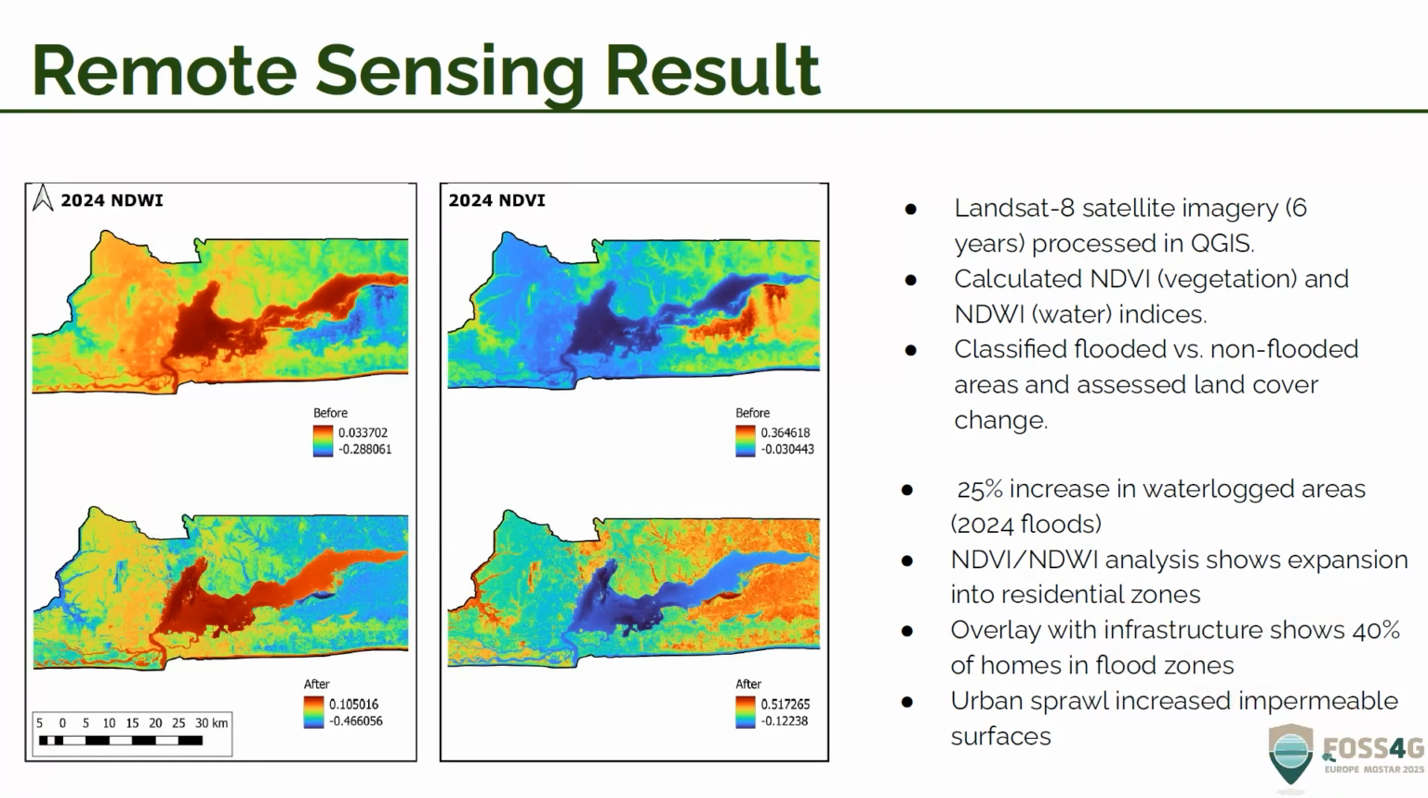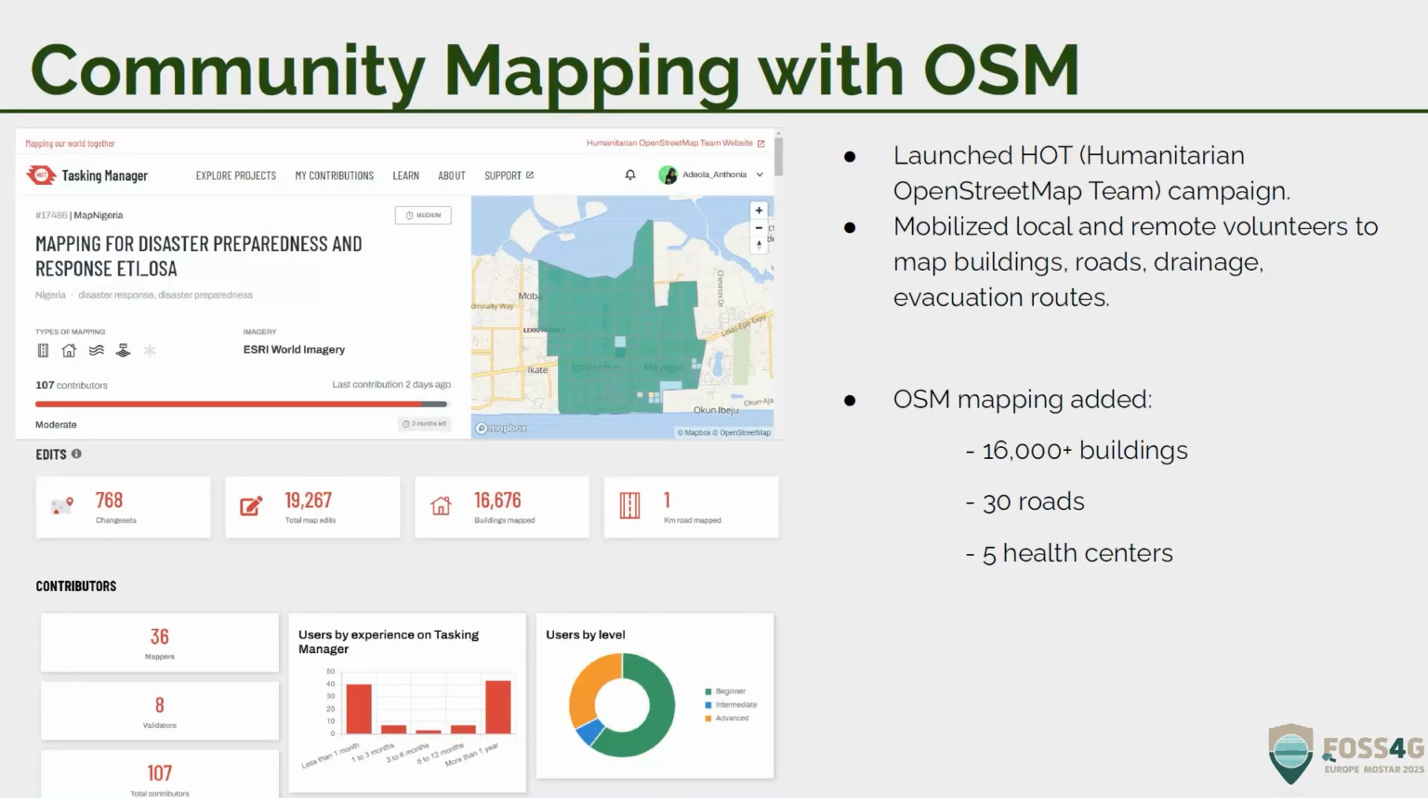Looking at satellite data, we used the imageries from 6 years, used Quantum GIS for processing, looked into NDVI and classified flooded and non-flooded areas. It showed around a 25% increase in waterlogged areas. The analysis for the residential area and infrastructure showed around 40% of homes in flood zones were affected, and urban sprawl increased impermeable surfaces.